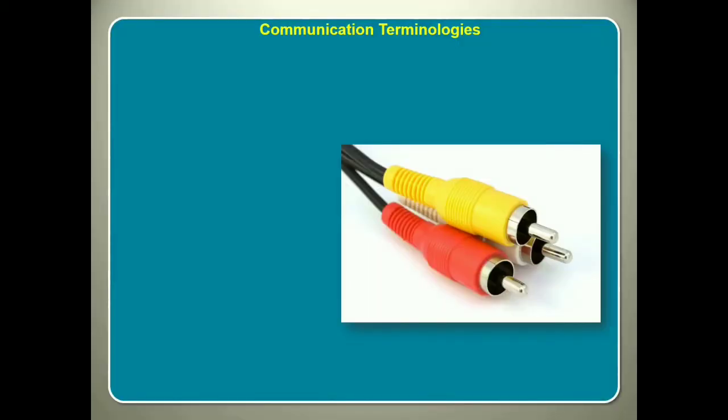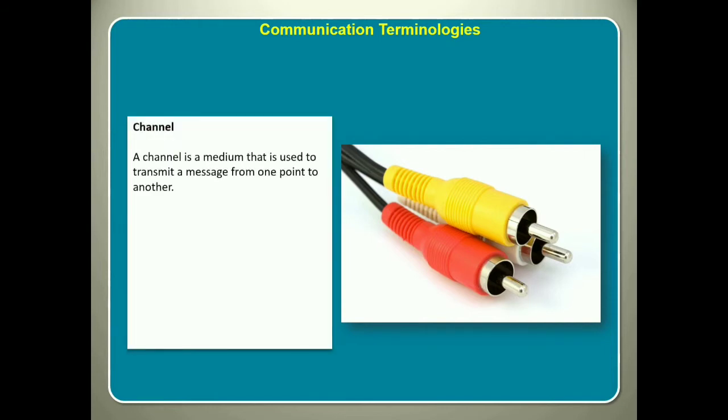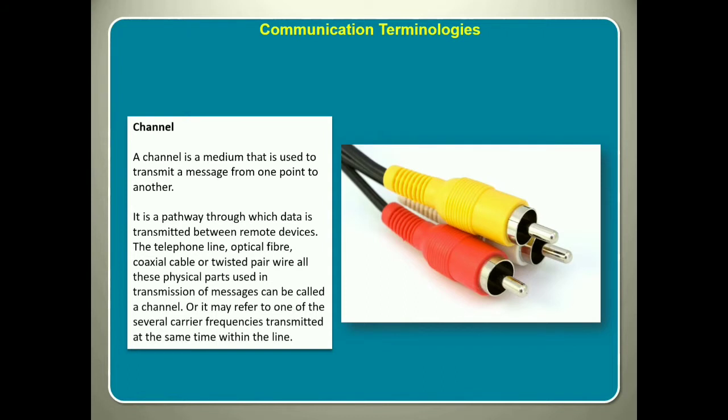Before we deliberate further to study more about networks, let us learn about some commonly used data communication terminologies. The first term is channel. A channel is a medium that is used to transmit a message from one point to another. In other words, we can say that it is a pathway through which data is transmitted between remote devices. The telephone line, a fiber, coaxial cable, or twisted pair wire, all these physical parts used in transmission of messages can be called a channel.